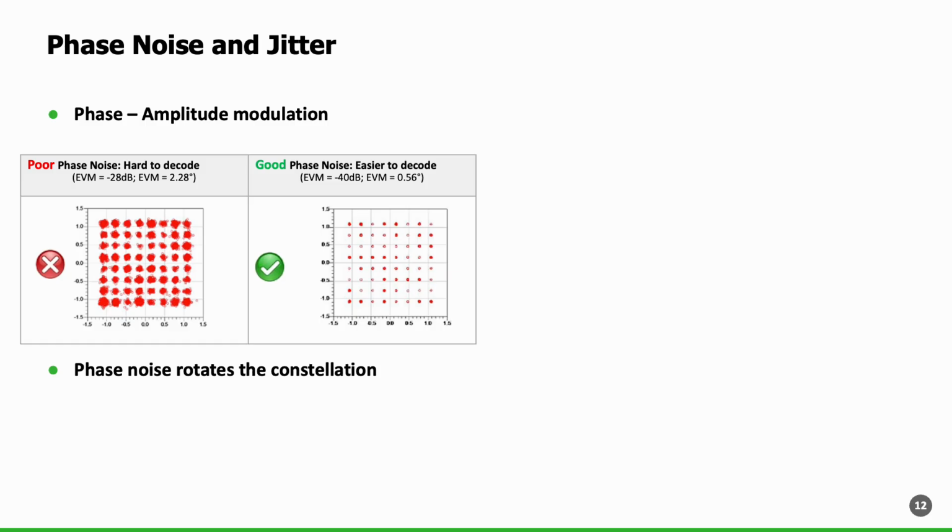The constellation points in quadrature amplitude modulation systems need to be clean in order to improve the detection accuracy. The phase noise on the clock rotates the constellation points, thus adding to the error vector magnitude of the system. Most of the wireless systems use QAM-based modulation.